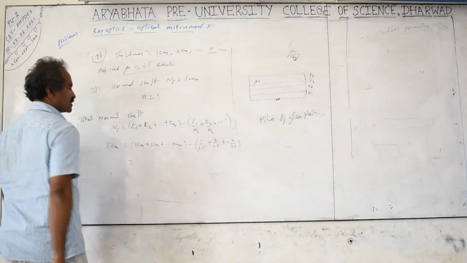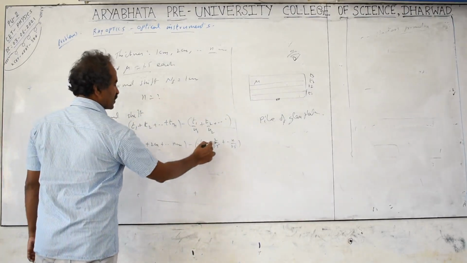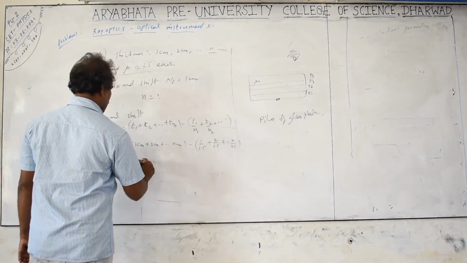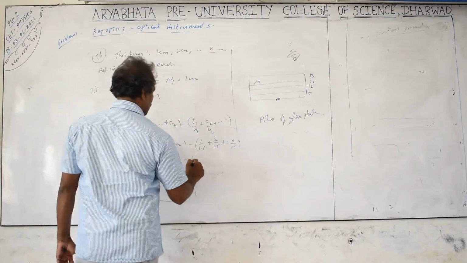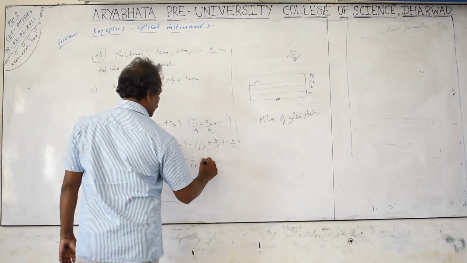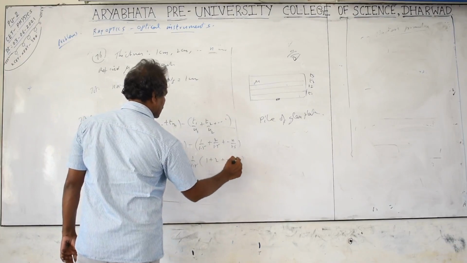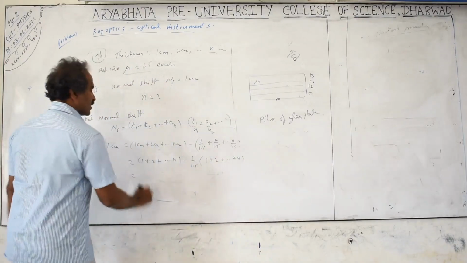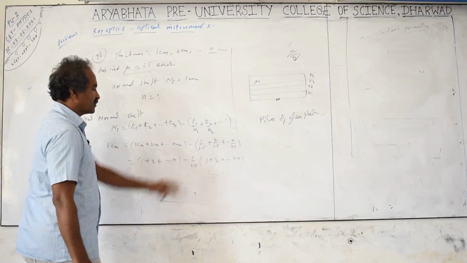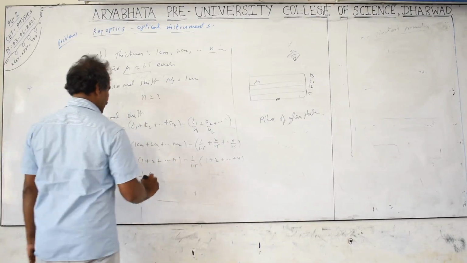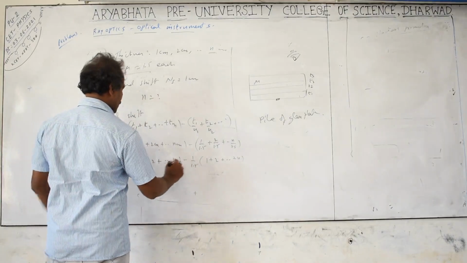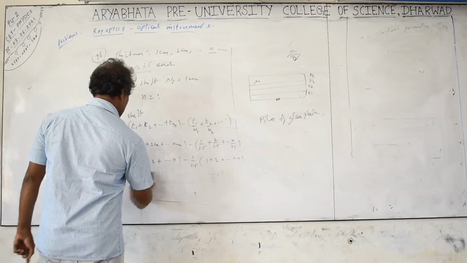Result: you can take 1 plus 2 plus and so on up to n as common, minus 1 by 1.5 times 1 plus 2 plus and so on up to n. This bracket part you can take out common also. 1.5 is nothing but 3 by 2, so 1 by 1.5 can be written as 2 by 3. So taking the common part out, 1 minus 2 by 3 remains.